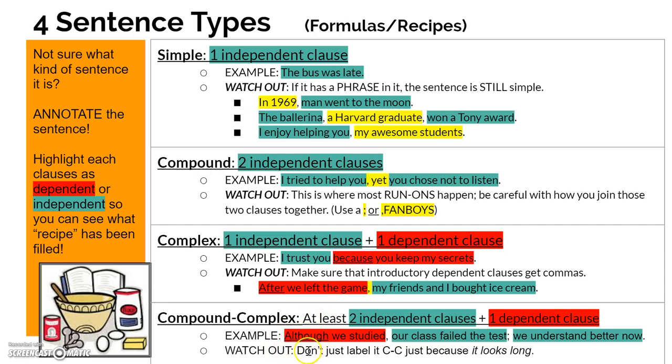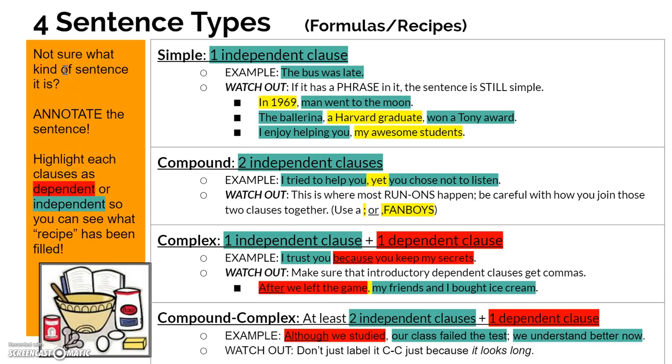Just please watch out. Don't automatically call a sentence compound complex just because it looks long. You have to actually measure it out, just like recipe ingredients, and make sure that it does at least have those 2 independents and 1 dependent. Don't just guess and say, oh, it looks long, so it must be that. Okay?